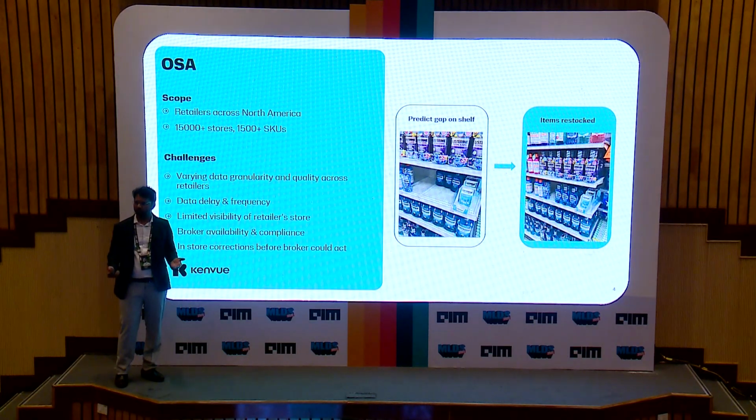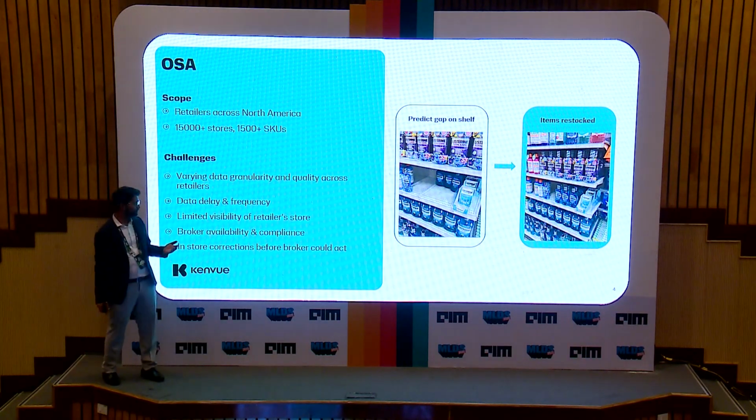So if there is a problem with the store, we are already looking at data which is 2 days old. So how do we predict accurately that there is an issue with the shelf, and how do we resolve it ahead of time? It's quite a challenging thing to do.